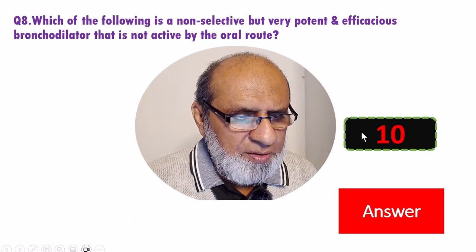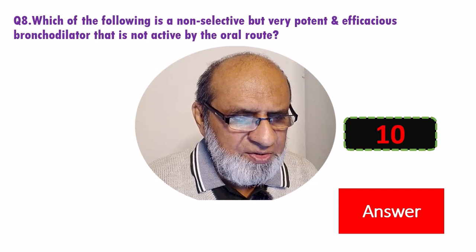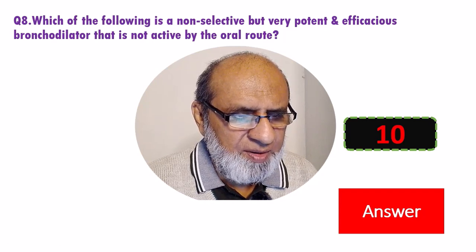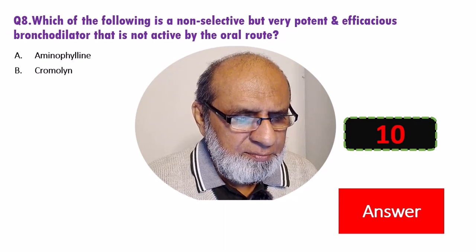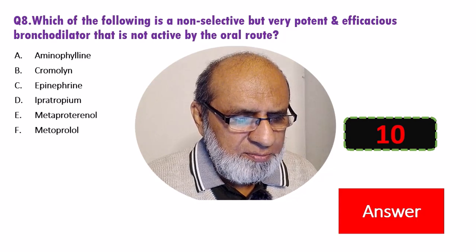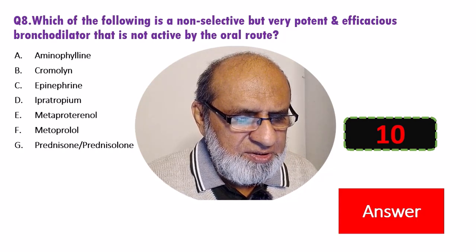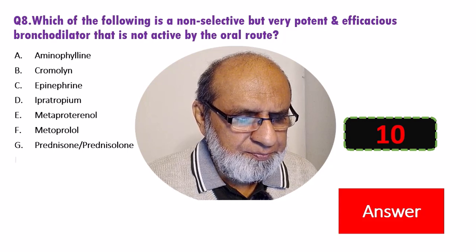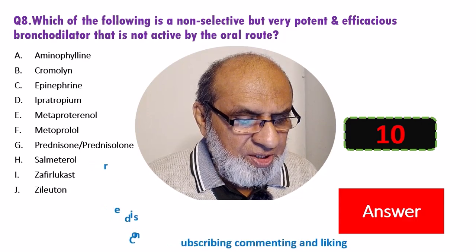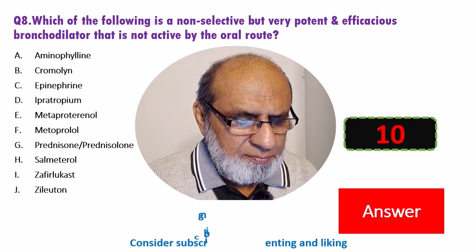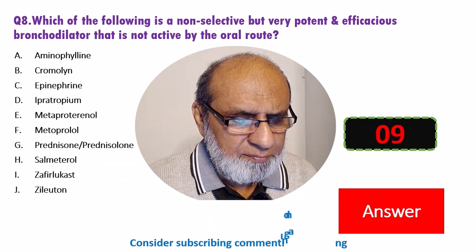Question 8. Which of the following is a non-selective but very potent and efficacious bronchodilator that is not active by the oral route? A. Aminophylline, B. Cromolyn, C. Epinephrine, D. Ipratropium, E. Metoprolol, F. Metoprolol, G. Prednisone or prednisolone, H. Salmeterol, I. Zafirlukast, J. Zileuton.